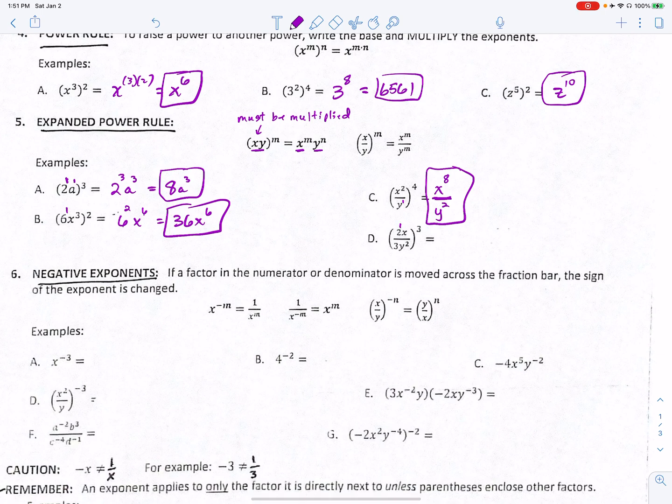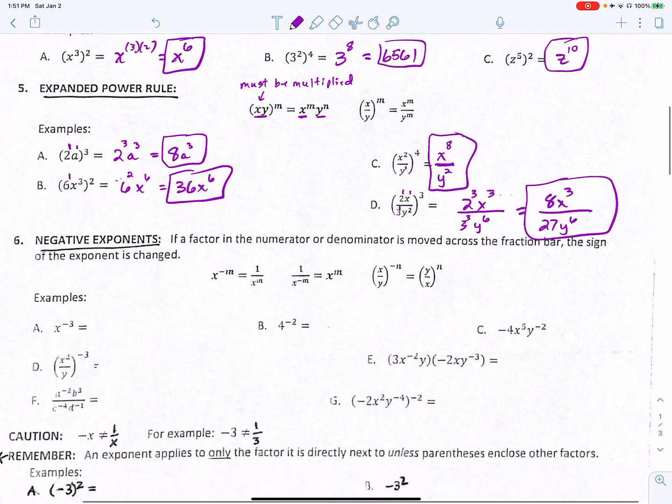And in part D, 2 is to the 1st, x is to the 1st, 3 is to the 1st, and y is squared. So you've got 4 terms all being cubed. So you have to multiply all those exponents. And you're going to get 2 to the 3rd, x to the 3rd, 3 to the 3rd, and y to the 6th. Multiply the exponents. And then we should go ahead. These are small values. So 2 cubed is 8, and 3 cubed is 27. And that's how we should write that final answer.